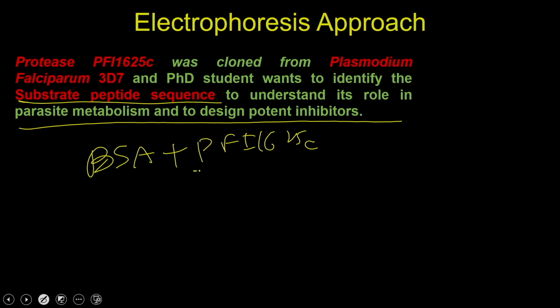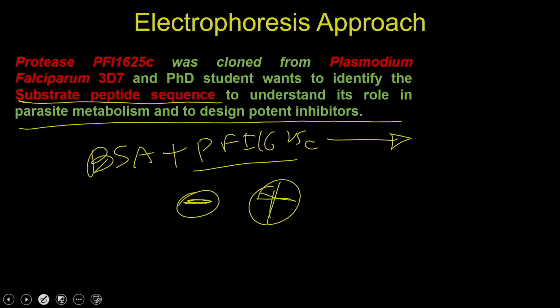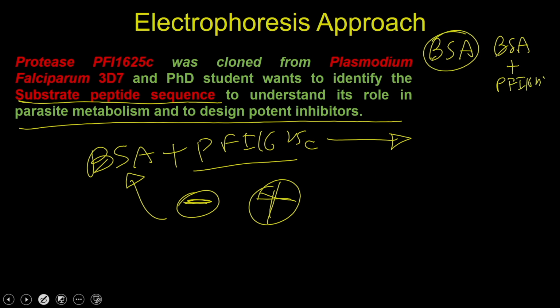PFI 1625C is a protease present in Plasmodium falciparum. I am going to have two reactions: one where the protease is absent, the other where the protease is present. So one reaction has only the BSA, the other has BSA plus PFI 1625C. I will allow these two reactions to run for different amounts of time. For example, every 3 or 4 hours I will start taking out samples.